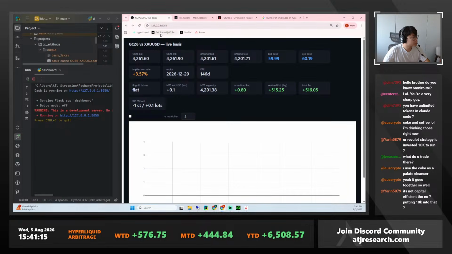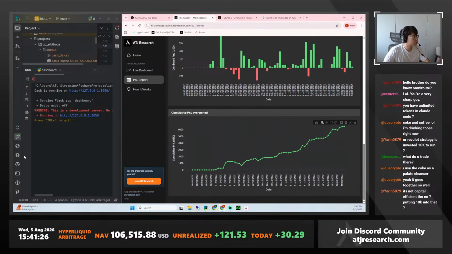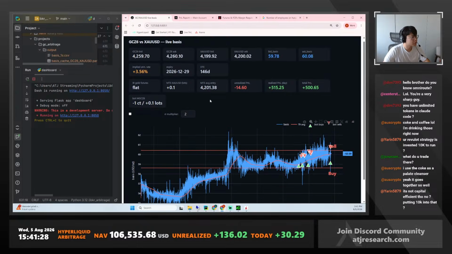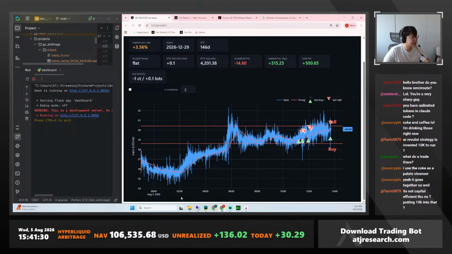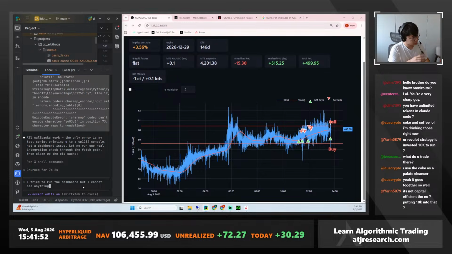So our new dashboard should be running now. Let's see if it works. What I want to do is add an extra chart in the basis dashboard to look at the BBO data. I tried to run the dashboard, but I cannot see any changes. Can you check?